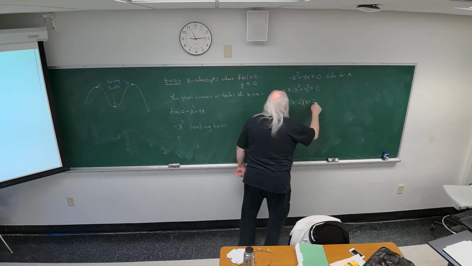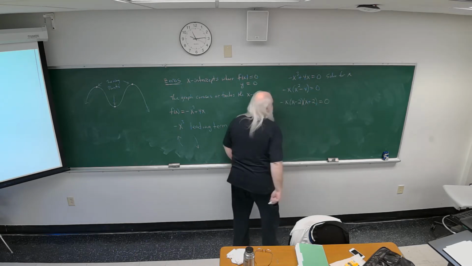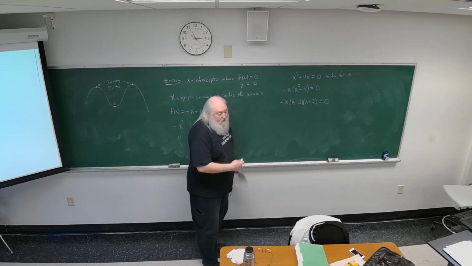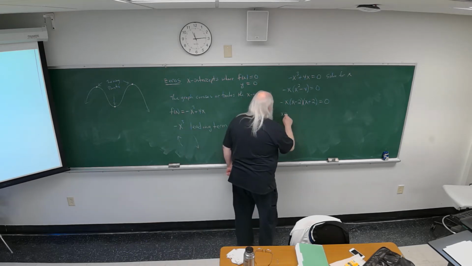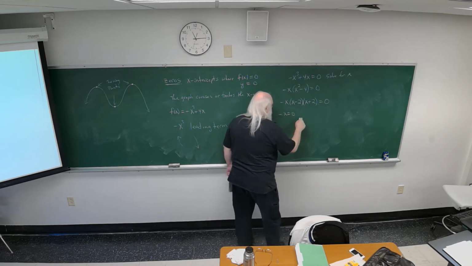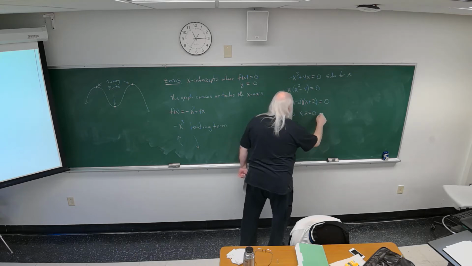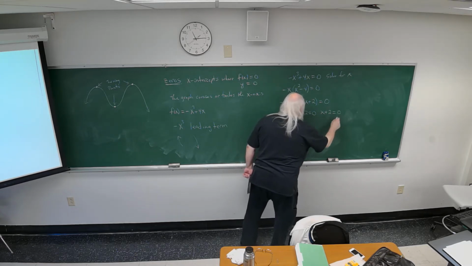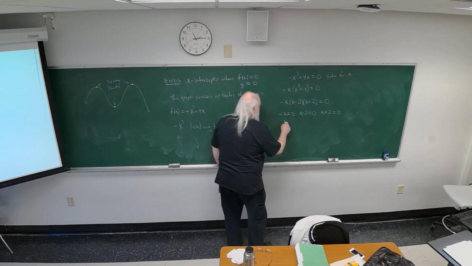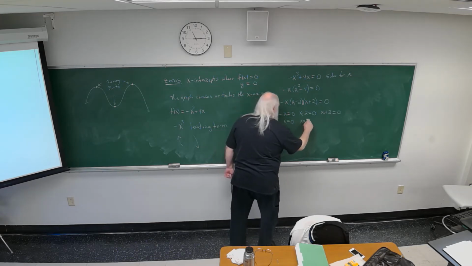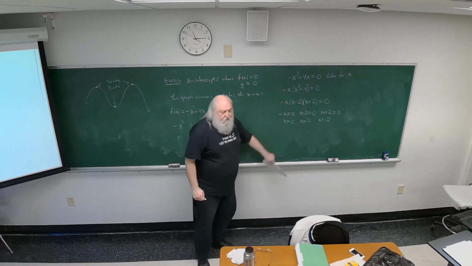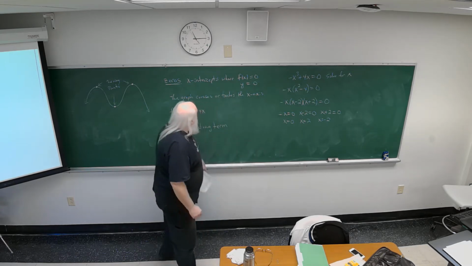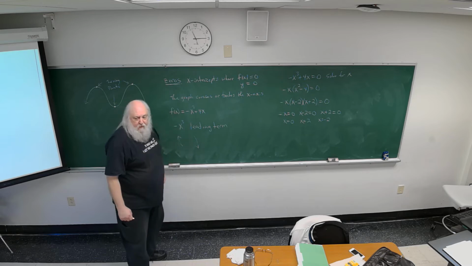And now x squared minus 4 can be factored into x minus 2 times x plus 2. And now I set each factor equal to 0. So minus x equals 0, x minus 2 equals 0, x plus 2 equals 0. And when you solve these, x is equal to 0, x is equal to 2, and x is equal to minus 2. So that's the location of 3 x-intercepts. And those are also called the zeros of the polynomial function.